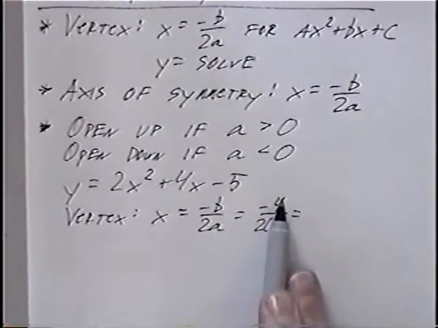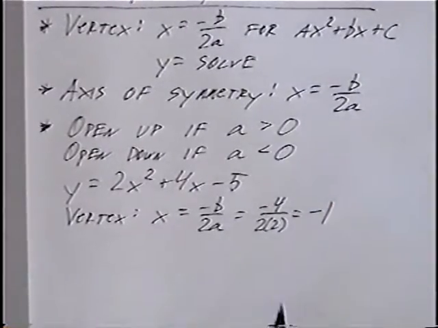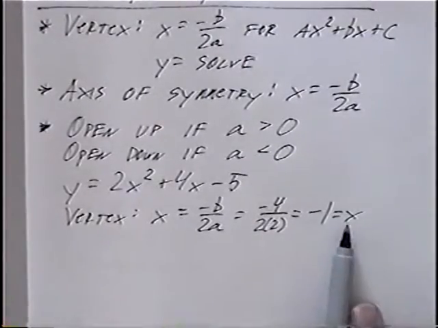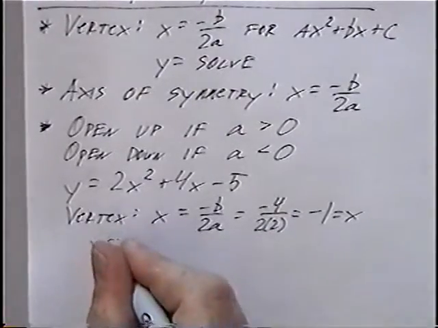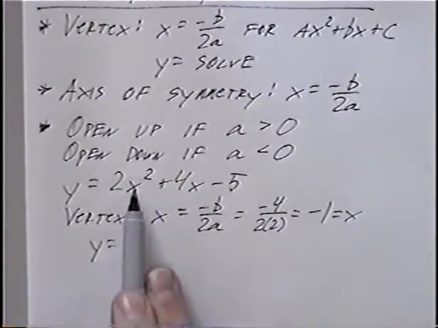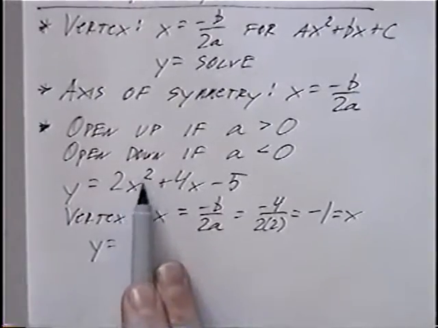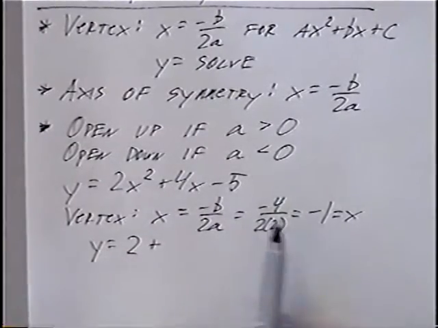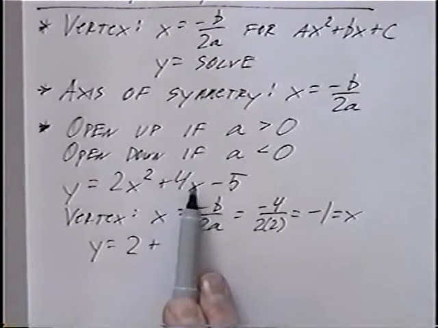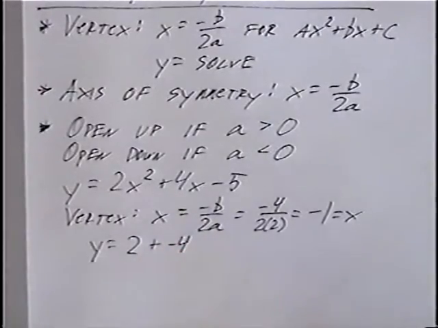2 times 2 would be 4, 4 divided by 4 would be 1, and having the negative on there, it's negative 1. This is what x is equal to for the vertex. To find out what y is equal to, we have to take this number and plug it back into the equation. So y equals, plug negative 1 into the x squared. Negative 1 squared would be positive 1, times 2 would be 2. Negative 1 for the x, 4 times negative 1, that would be negative 4. And minus 5 would stay the same.